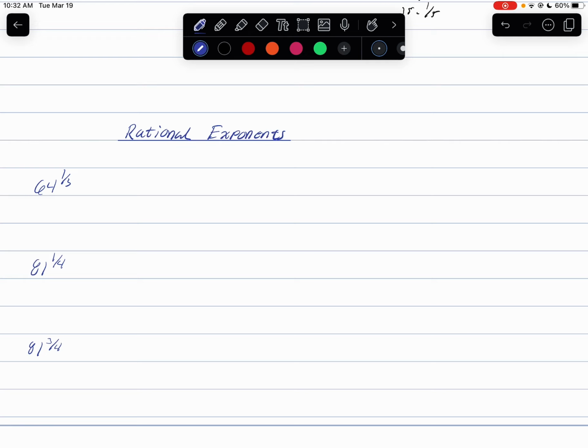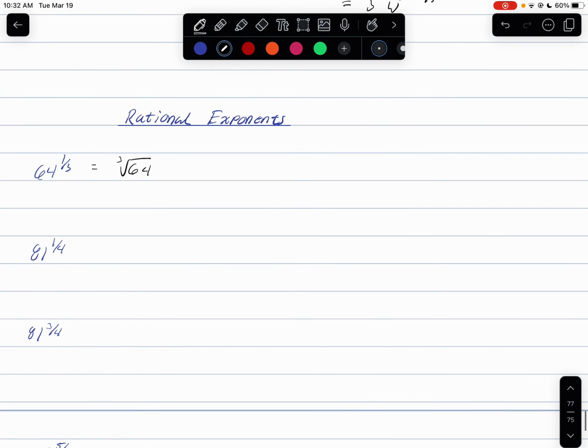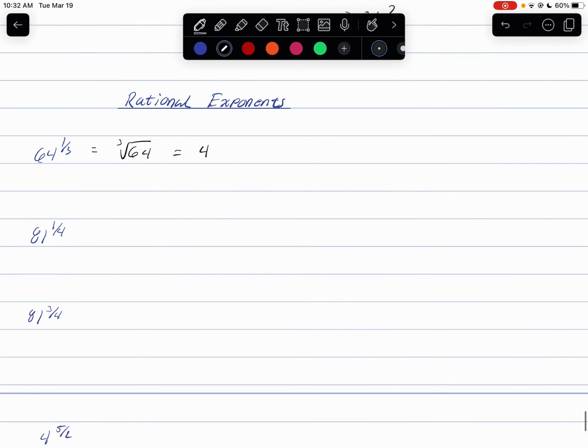So let's start with this first example. Here we have 64 to the 1/3. If we remember correctly, this is the same thing as finding the cube root of 64. Okay, so the cube root of 64. And the cube root of 64 is just 4. Okay, so we know the cube root of 64 is 4, so we're good there.